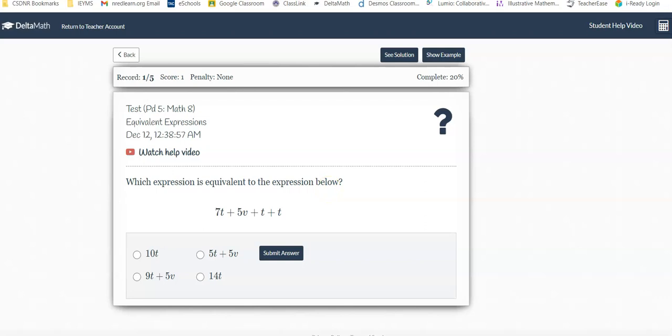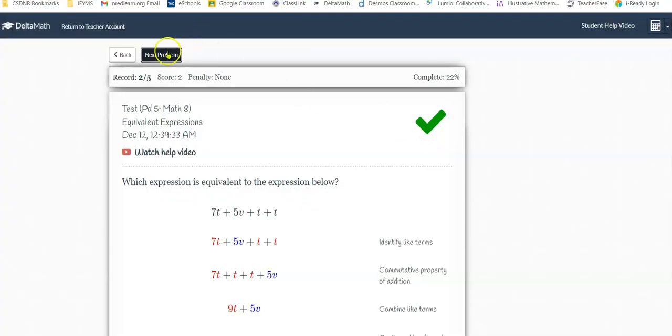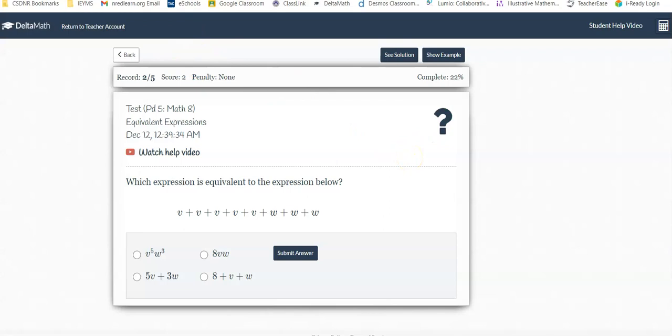In this one, we have several letter T's. And notice that I circle the operation in front, because that tells you what to do. So 7T plus 1 more, that makes 8 T's, plus 1 more, that makes 9 T's. But the plus 5V stays at the end. They are not alike. So our expression is 9T plus 5V. Again, add up only the like terms. 1, 2, 3, 4, 5 V's and 3 W's.